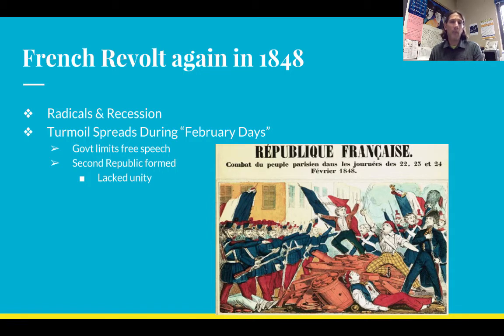And the moment the government begins to limit free speech because they're tired of hearing the radicals complain, and they're tired of hearing about the recession, and they're tired of hearing the critics, so they smack down on the free press and free speech, and that mobilizes the people, and they come out and they're able to overthrow and create a second republic. One of the problems that the second republic runs into is it lacks unity.